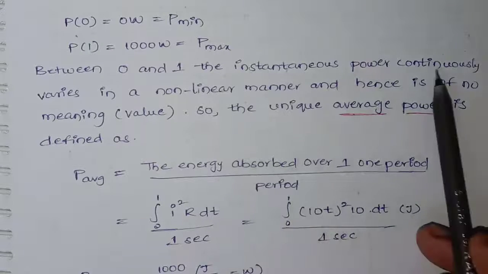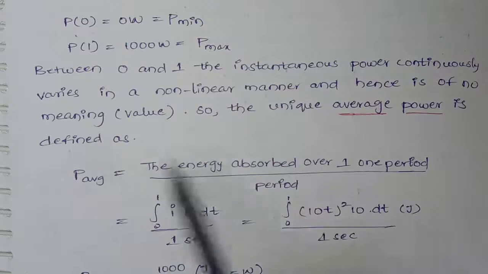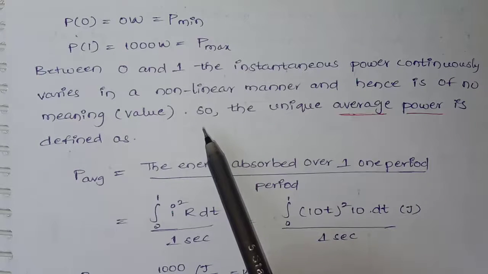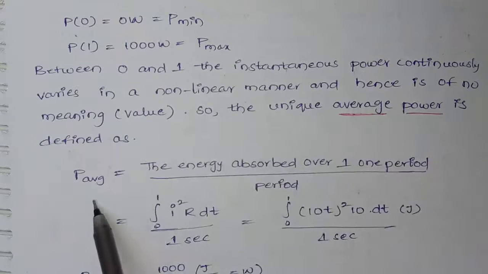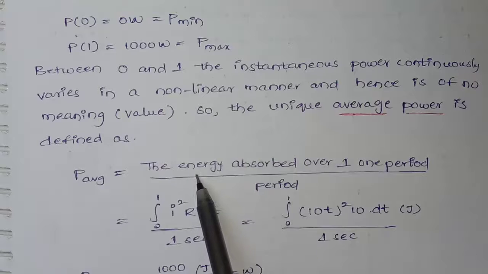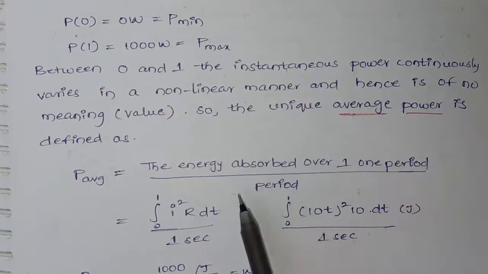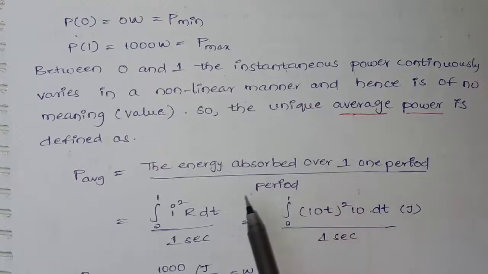The instantaneous power is continuously varying in a non-linear manner, hence it is of no use. The value of the instantaneous power is not useful, so we are going for the average power, which is a unique value. The formula for the average power is the energy absorbed by the resistor during one period divided by that period.